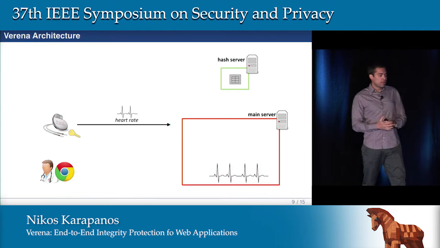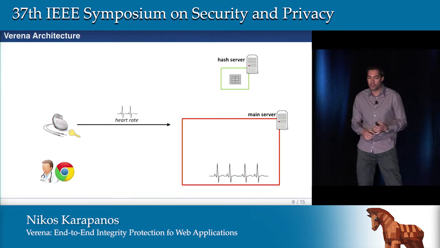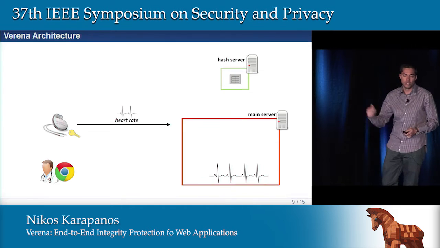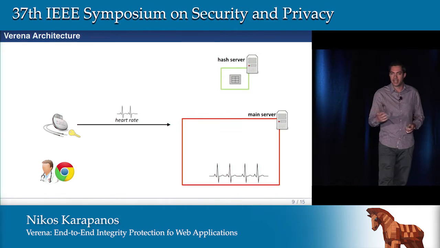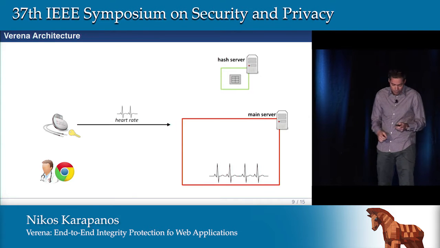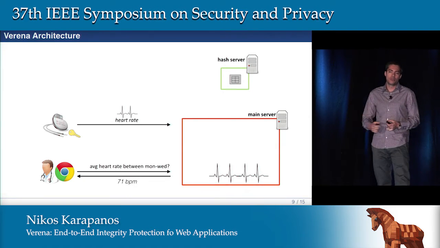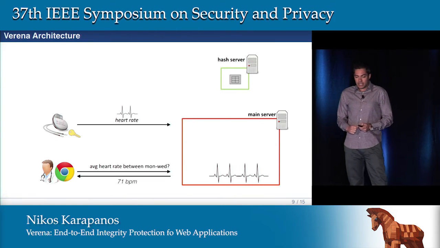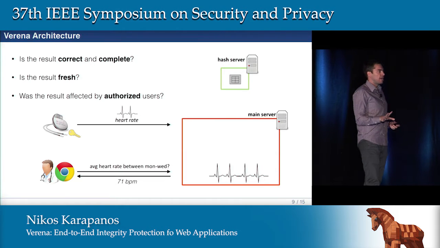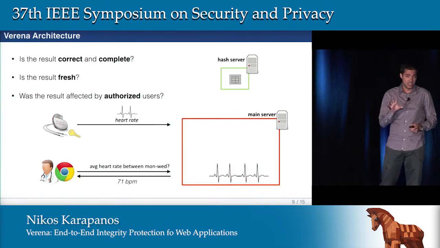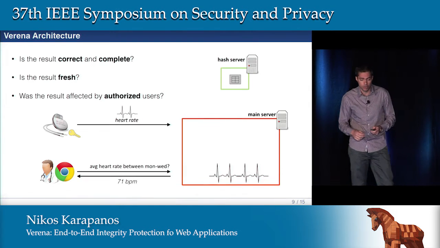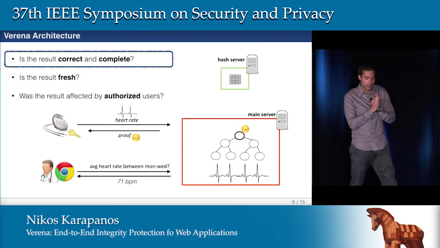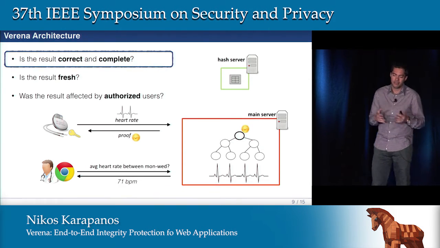Now that I have given you an overview of the parts of the application, let's assume that we have a pacemaker of a patient that uploads to the server some data about the patient, for example, the periodic heart rate. And then the doctor wants to view, for example, the average heart rate of the last 3 days. There are a couple of questions we need to answer in order to make sure that what the doctor sees is correct and authentic. First of all, is the result correct and complete? And this is exactly what authenticated data structures give us, and Verena, as I told you, makes use of them.